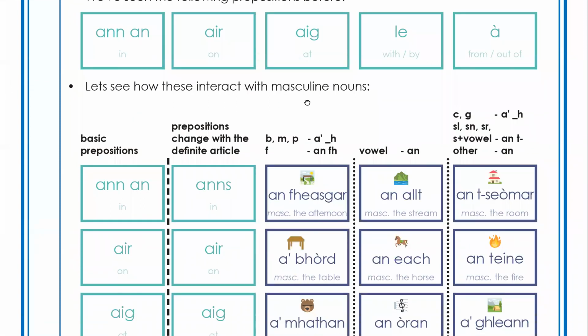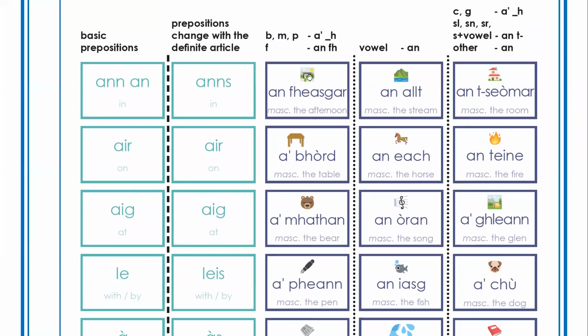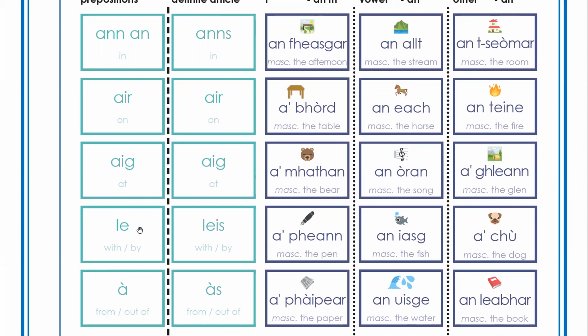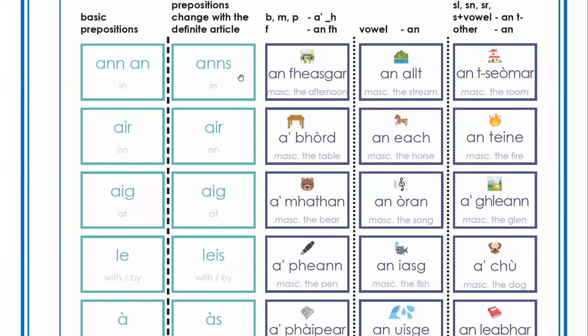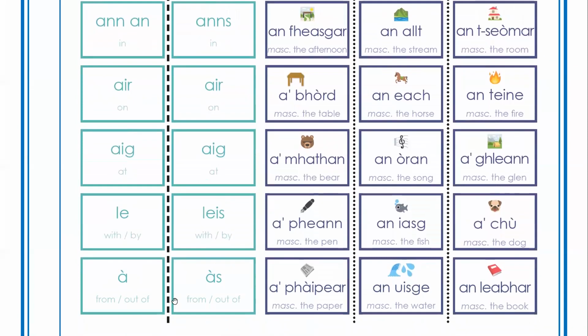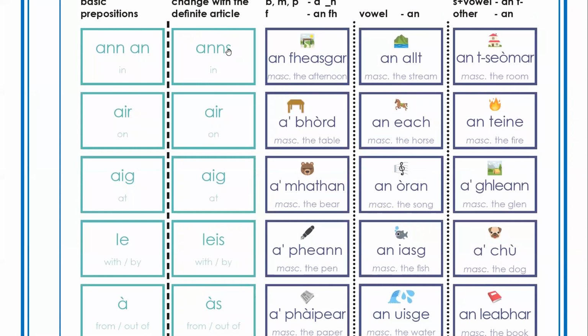So let's have a look at how these interact with the masculine nouns which we've seen. Now these purple boxes have changed to a darker purple, a dark blue. These are all in the dative case now. So we see the basic prepositions we've looked at: à, air, aig, le, and à. And some of these do change when they come into contact with the article, which we saw talking about places where we were from: tha mi à Eilean Sgitheanach, or tha mi à Glaschu. So when it's the Isle of Skye, it was às an Eilean Sgitheanach. And when it was from Glasgow with no article, it was à Glaschu. So here we see how the basic prepositions are changing just because they're next to the article.